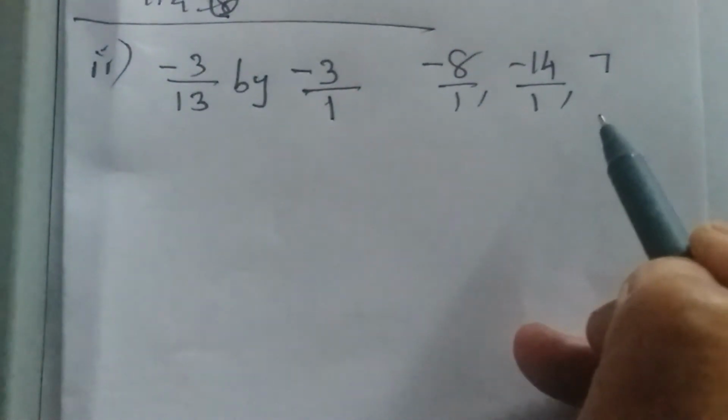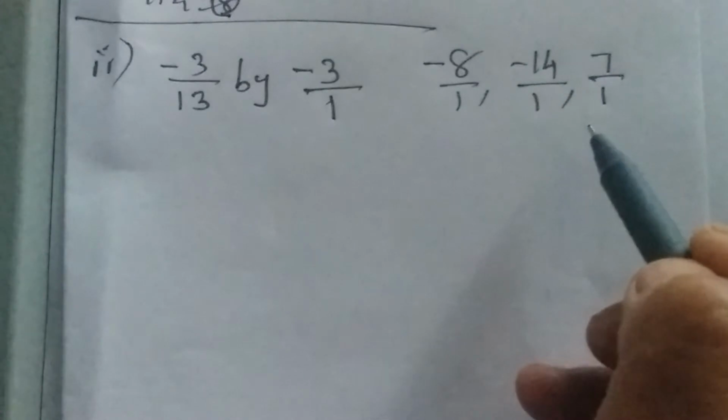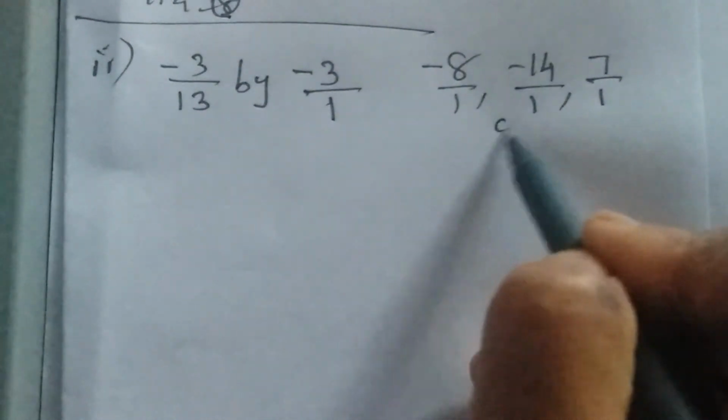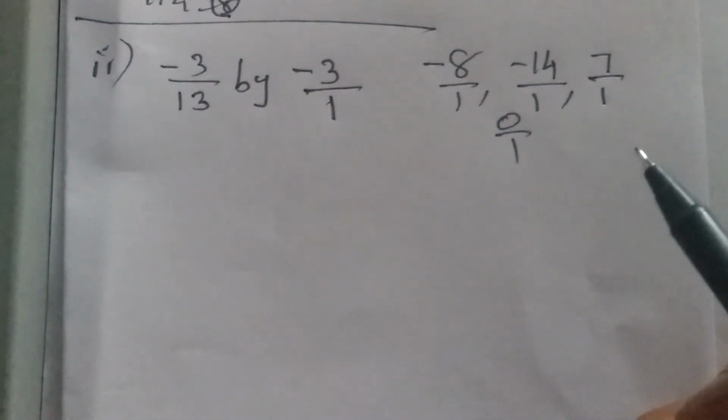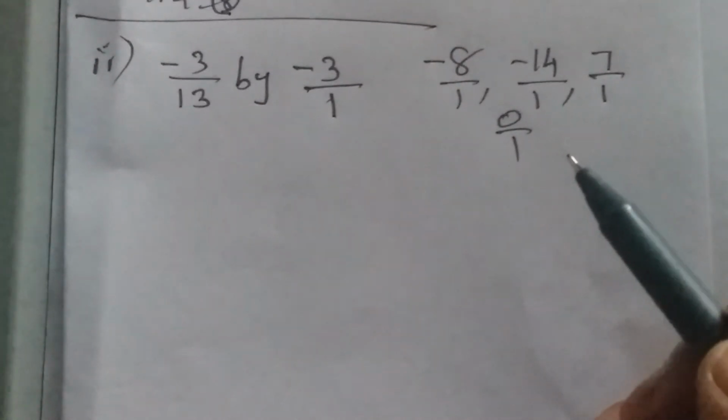7. 7 is an integer. How to change it into a rational number? By 1. Any number you put by 1 becomes rational, even 0. 0 by 1. 0 is also a rational number because we can put it by 1. 0 divided by any number is 0.